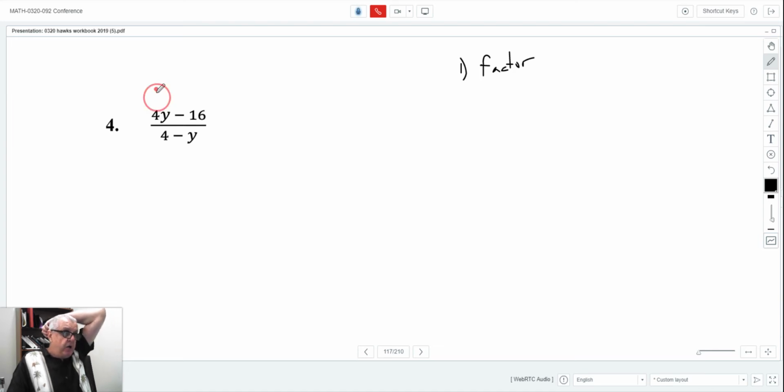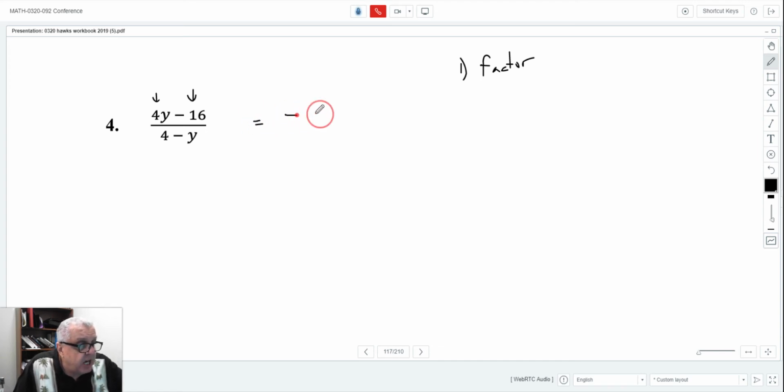And do you see how a 4 factors out of the top? I can divide each term by 4. So the top then becomes 4 times y minus 16. Oh, not y minus 16, y minus 4. Do you see? I divide this by 4 and I divide this by 4 and I get y minus 4. If I distribute back into it, 4y minus 16.